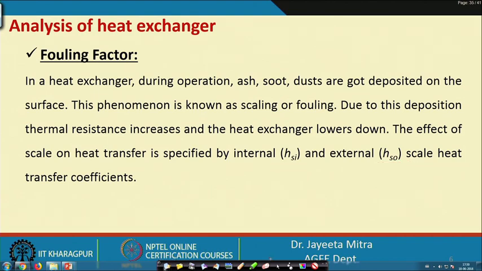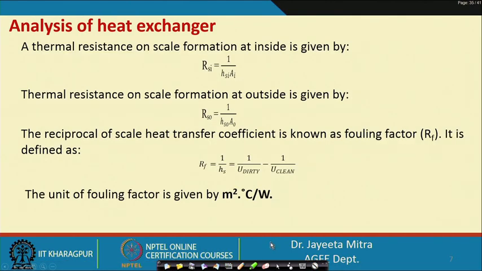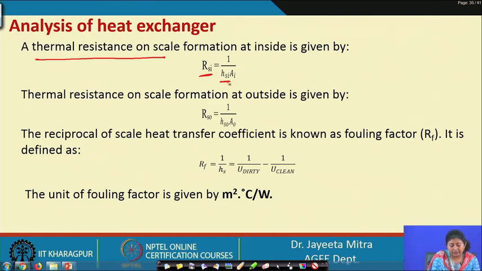Okay. So, the thermal resistance due to scale formation inside is RSI. That will be 1 by HSI into AI, where HSI is the heat transfer coefficient on the scale side, the inside scale deposition. So, resistance will be 1 by the convective heat transfer coefficient into AI. Similarly, for the outside or external side, RSO will be the resistance and the value will be 1 by HSO into AO.